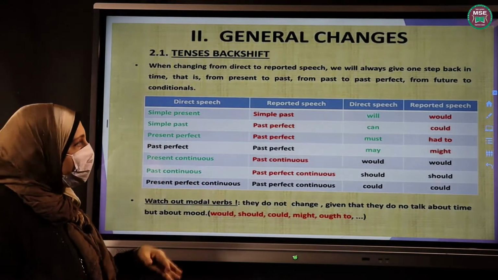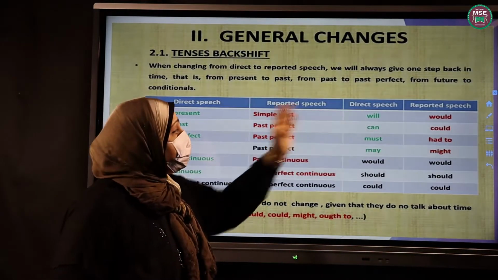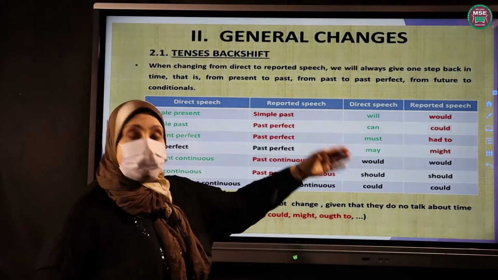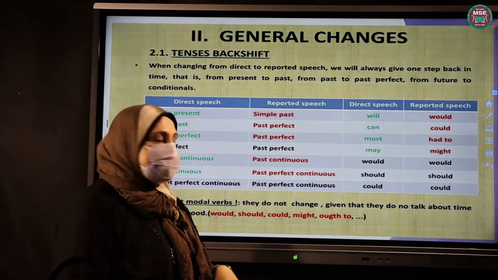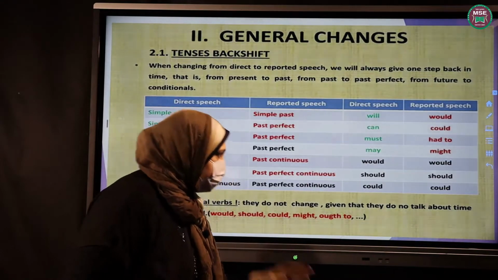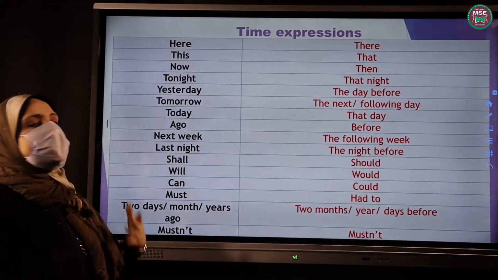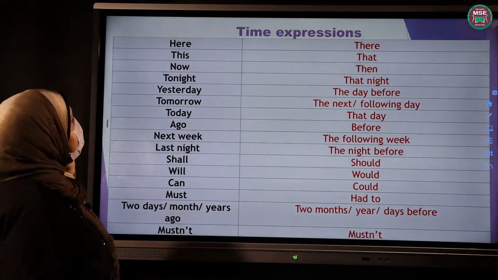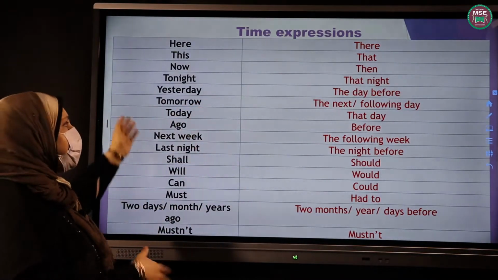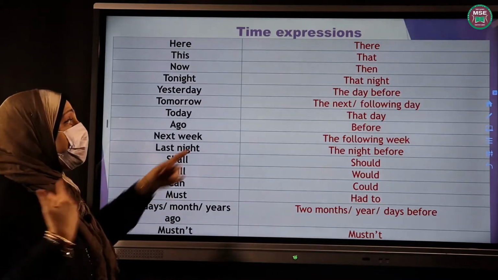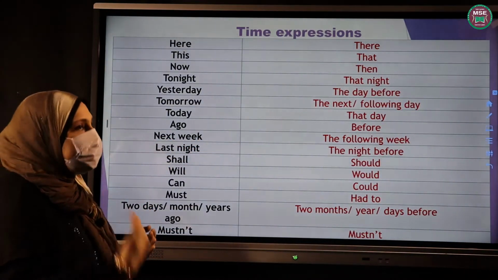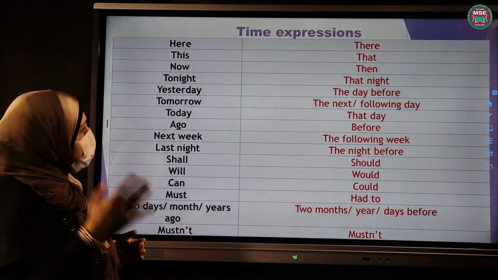And as we all know, will changes into would, can into could, must is going to be had to, may, might. Would, keep it would as it is, should also keep it should, and could is could. How about the time expressions? Here you're going to say there, and this you're going to say that. Tonight, that night. Yesterday, the day before or the previous day. Tomorrow, the next day, the following day, the coming day, the day after, that's all correct.